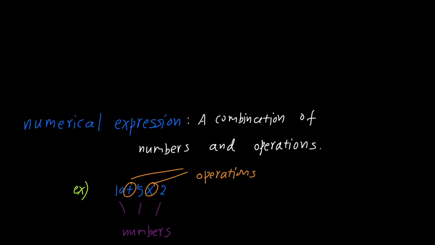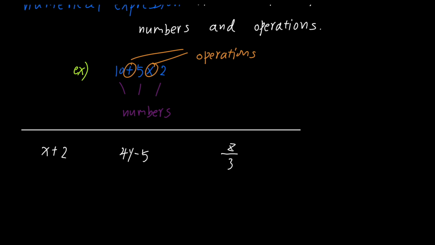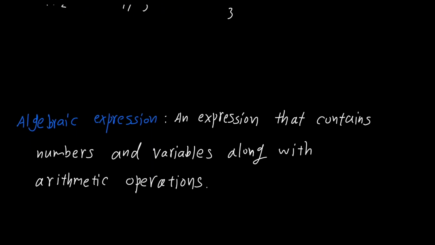But since we learned about variables, what about this time? We have x, and we have y, and we have a z. They are variables. But can we call it a numerical expression? No, because right here we have a number, we have an operation, which in this case is addition, and we also have another element, which is a variable. So we cannot call it a numerical expression, but we have to give a new name to them, so we call it algebraic expression.